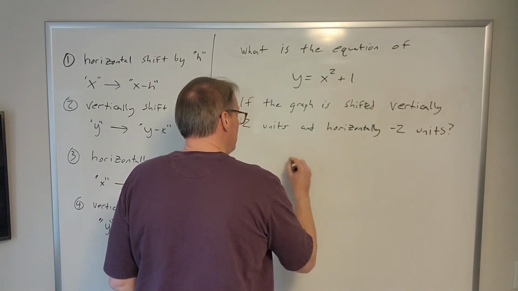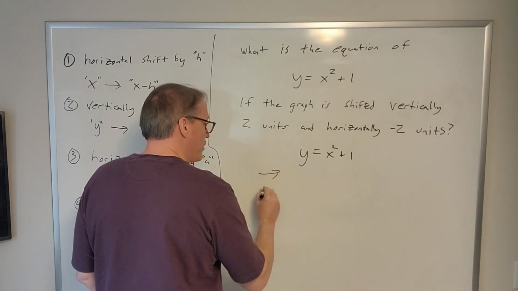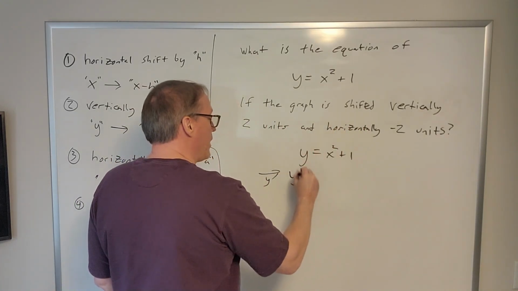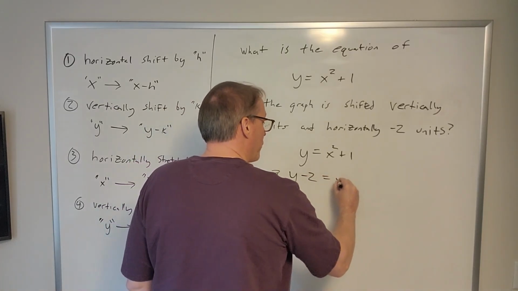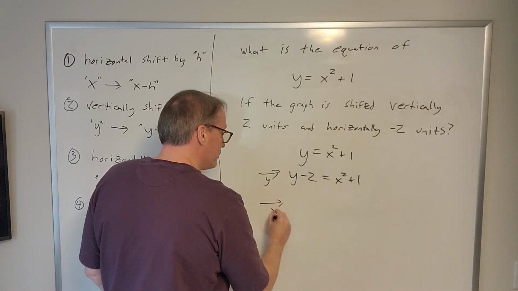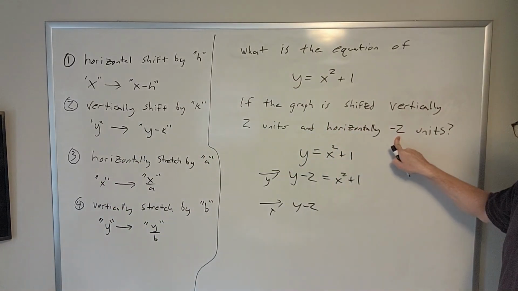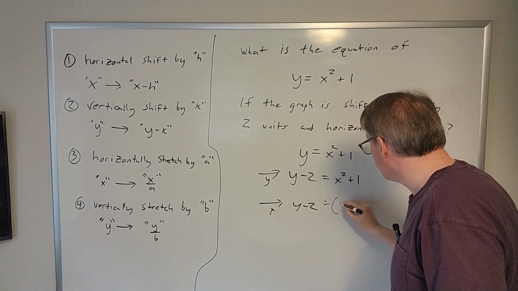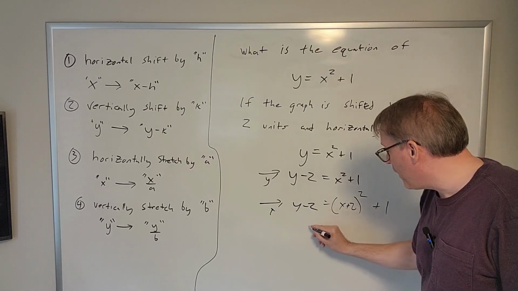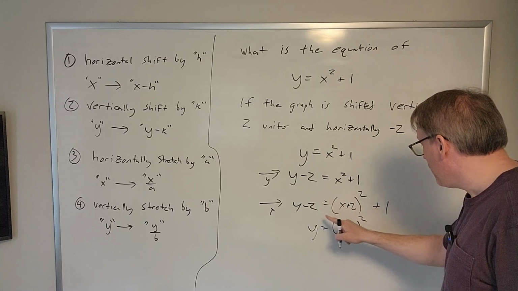Well, we have y equals x squared plus 1. Let's replace the y's first. Vertical shift, we're going to have y minus 2 equals x squared plus 1. And if we want to do the horizontal one, every time we see an x, we're going to replace it with x minus negative 2, which is x plus 2. And we can add 2 to both sides and end up with y equals (x plus 2) squared plus 3.